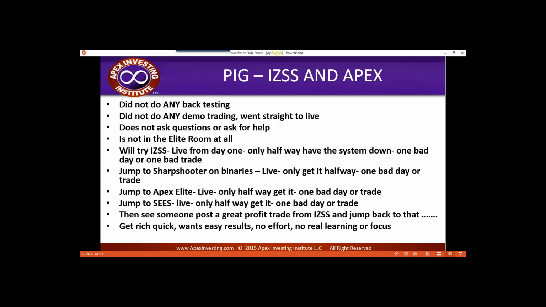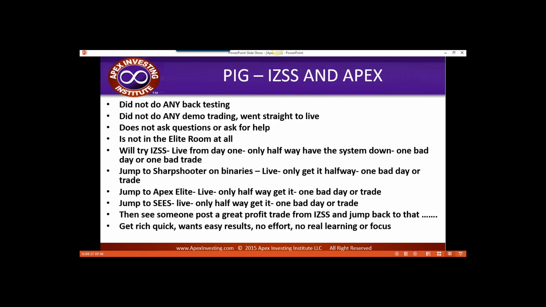And I'm going to go live my first trade. I only kind of halfway watched it. Oh, that one didn't work out, that trade. Well, let me go over to Apex Elite. Let me halfway watch a video, throw some money at that. And then I'm going to go over to C's. I'm going to go here, I'm going to go there. I'm not going to focus on anything. I'm not going to learn anything. I'm not going to master anything.